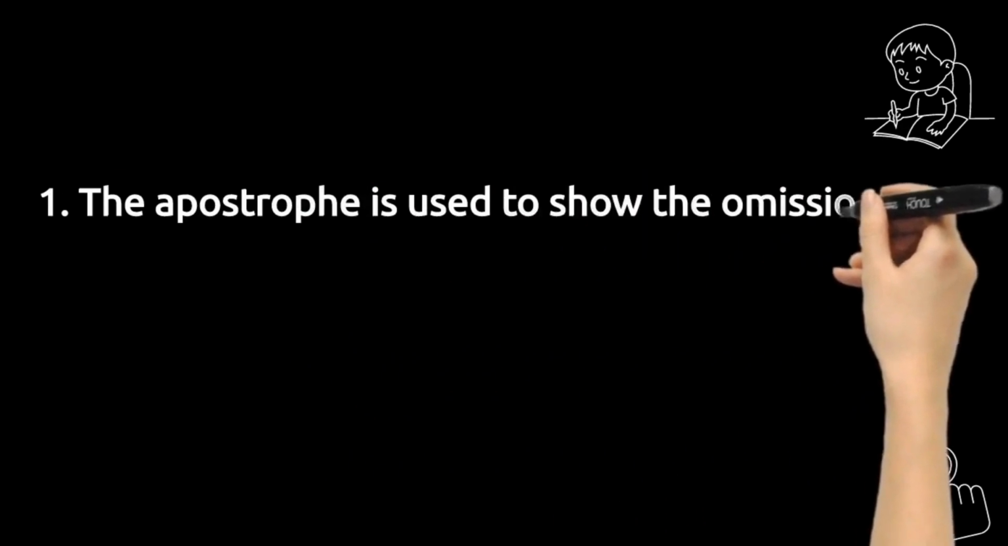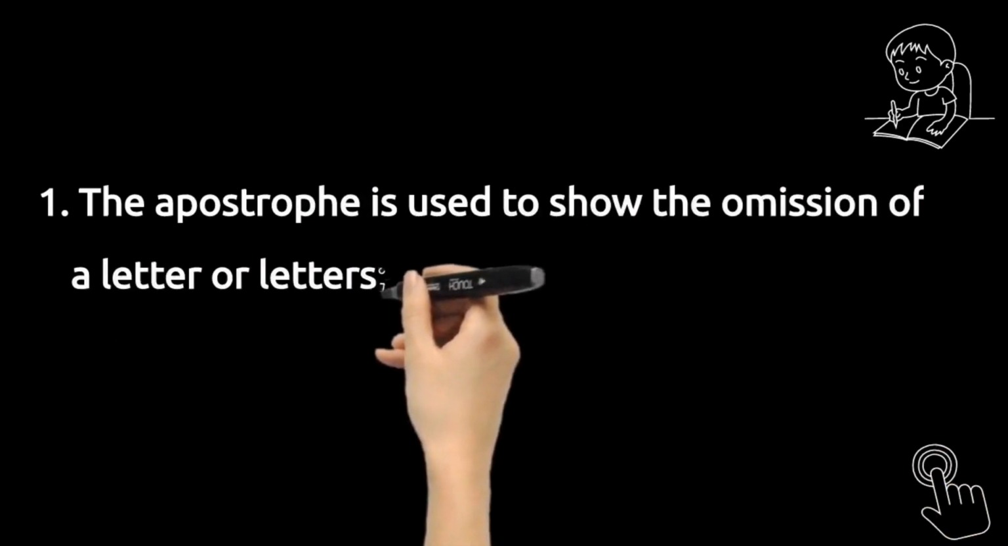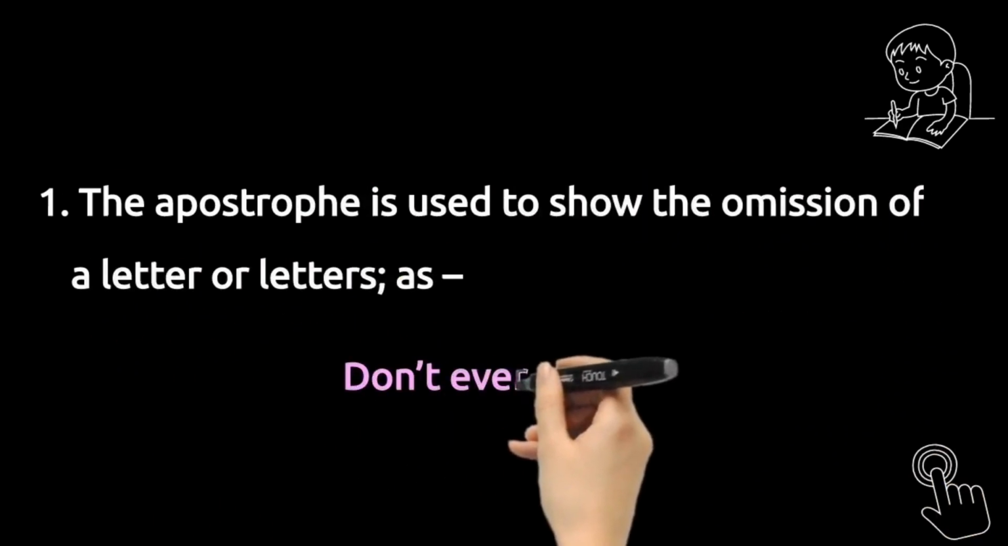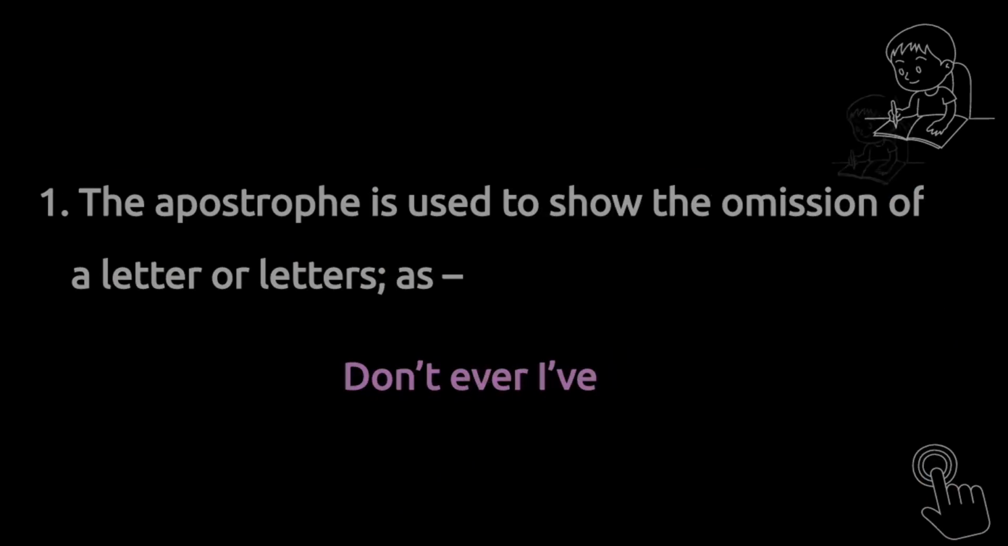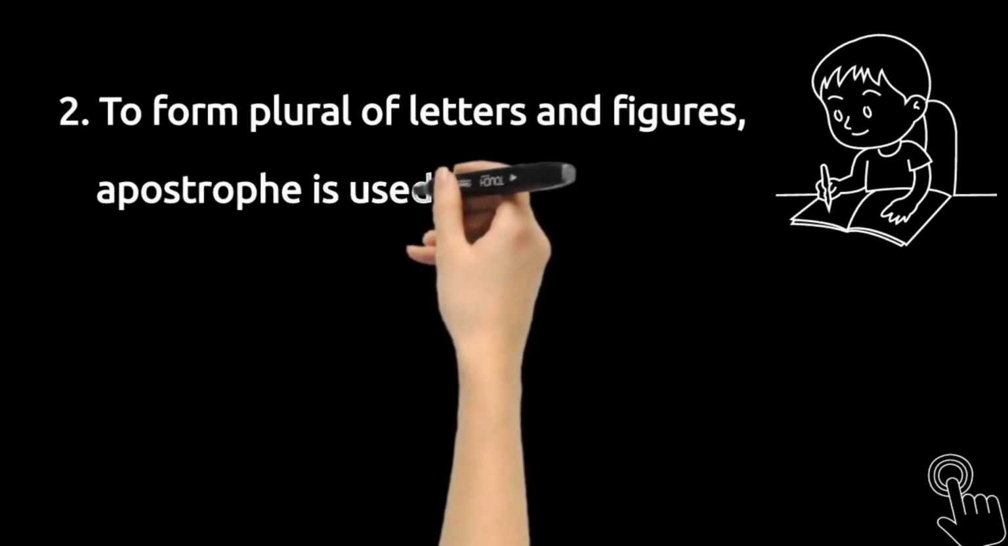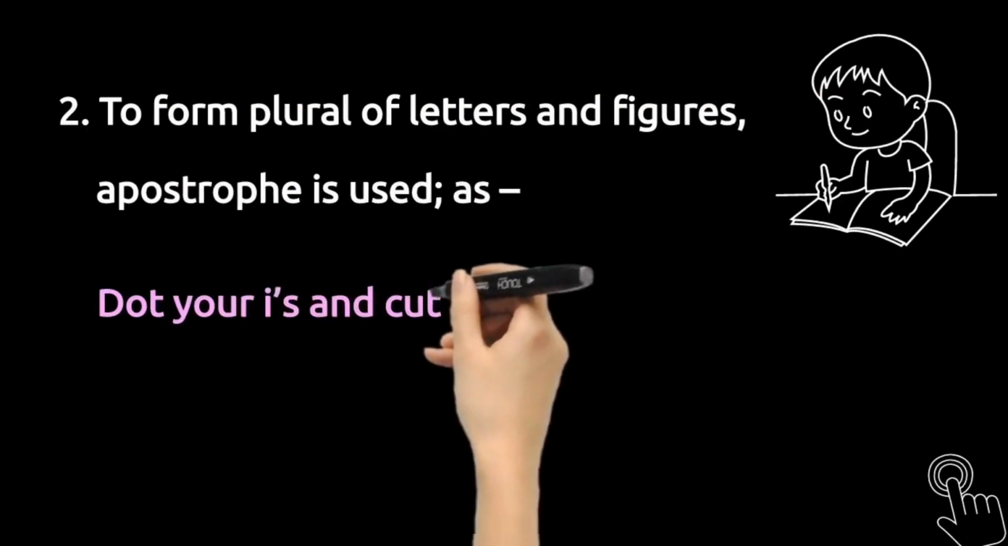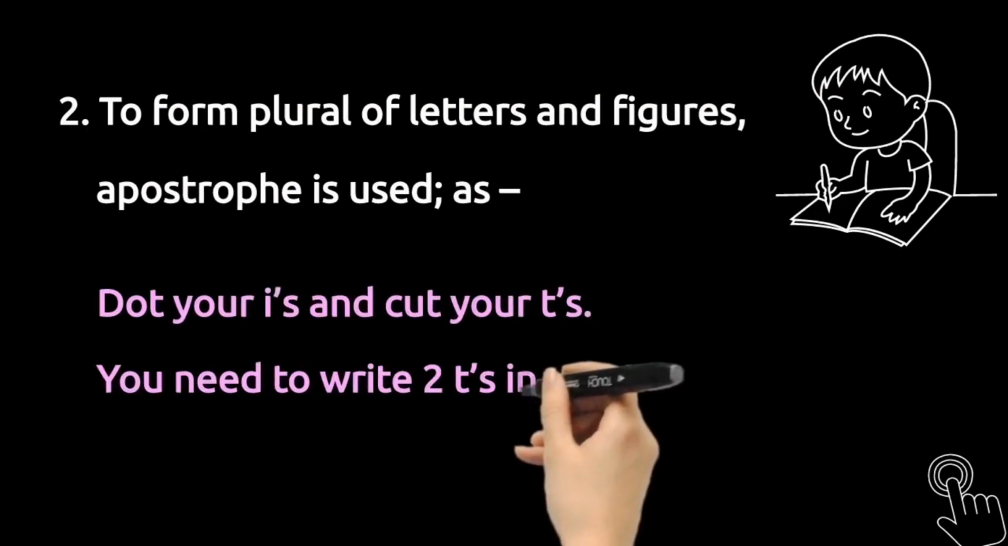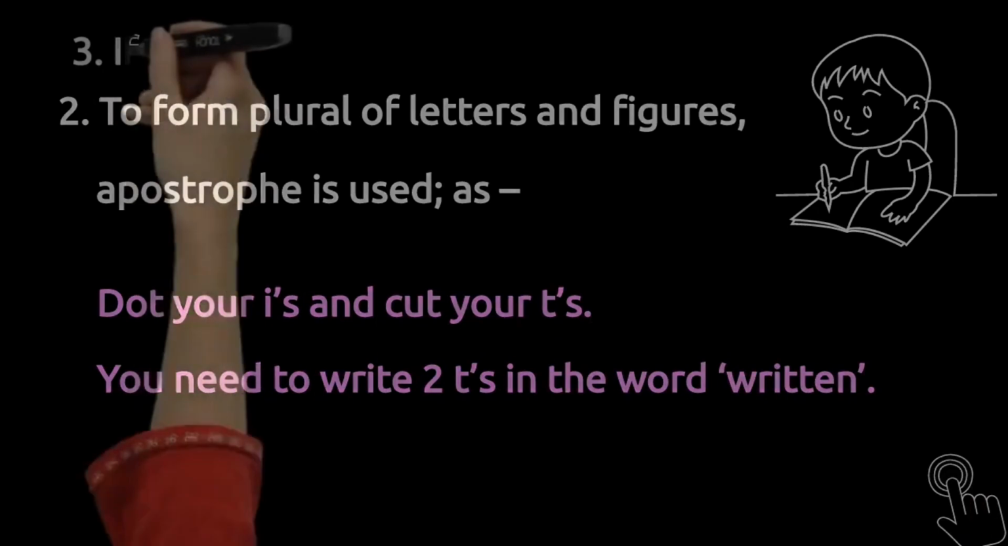1. The apostrophe is used to show the omission of a letter or letters, as in don't ever arrive. 2. To form the plural of letters and figures, an apostrophe is used, as in dot your i's and cross your t's. You need to write 2 t's in the word written.